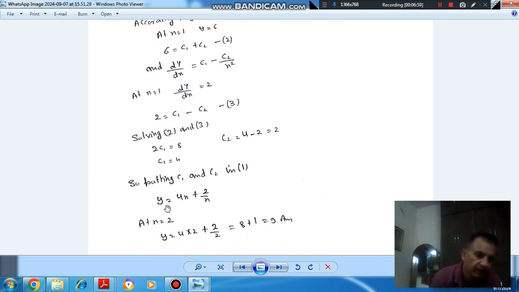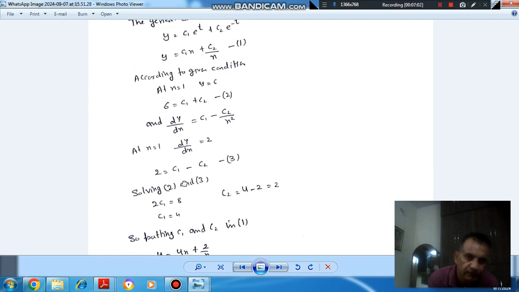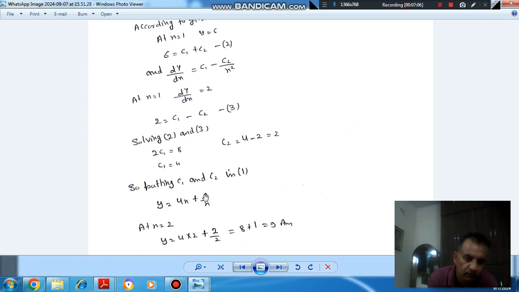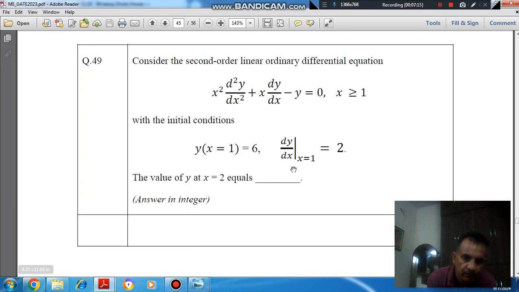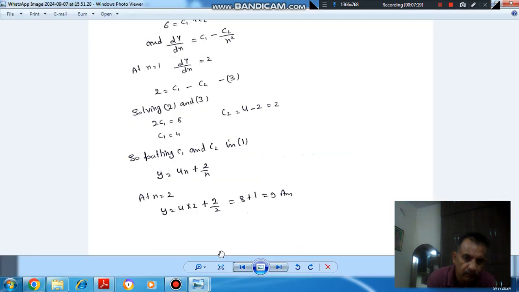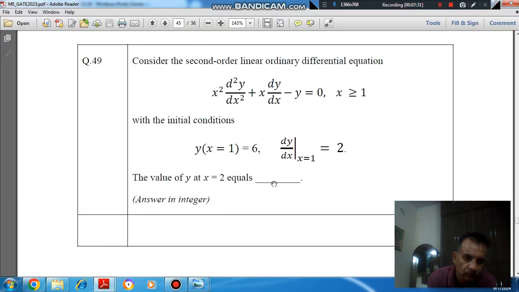So now y becomes c1 x plus c2 by x, where c1 is 4 and c2 is 2. So y is 4x plus 2 by x. And now we have to find out y at x equal to 2. So y is 4 into 2 plus 2 by 2, that is 9. The answer is 9.